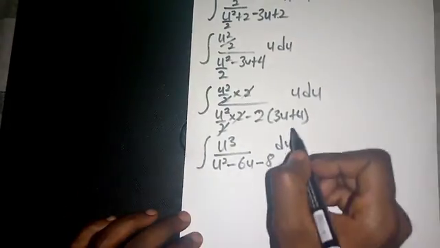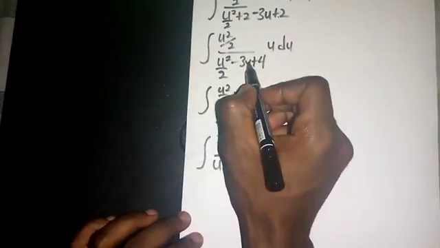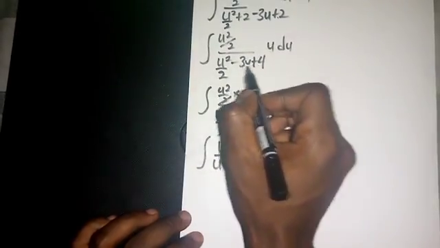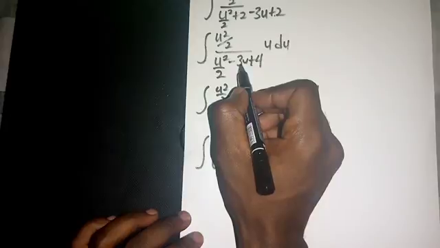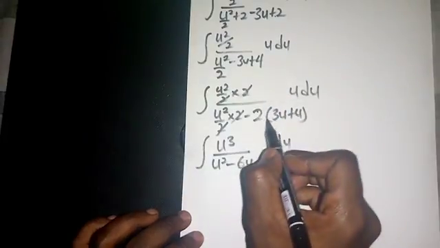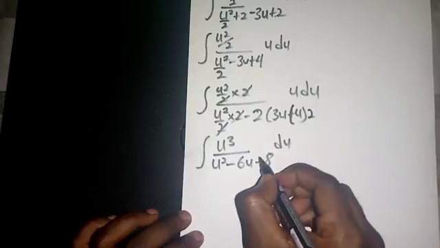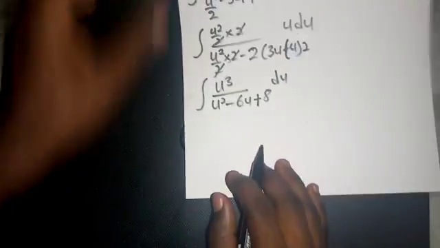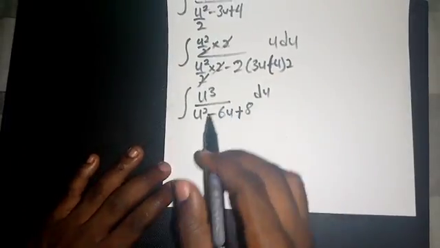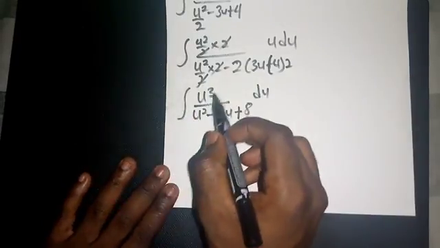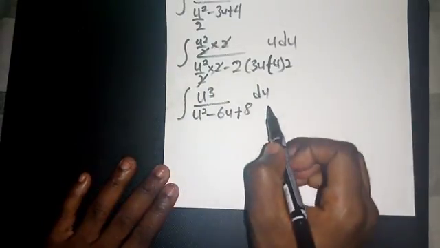Alright, so this is what we have. Now remember 3u then plus 4, so the negative is affecting only the 3, so we have this also multiplied by 2, then we can have positive value here. Alright, now this is what we have. We have the integral of u cubed, then divided by that, then du.